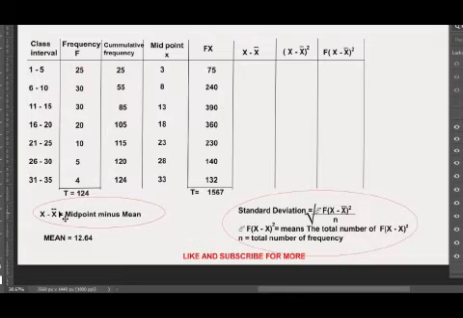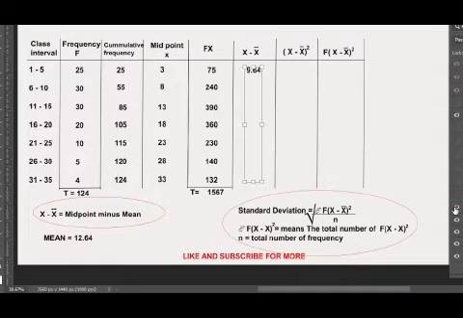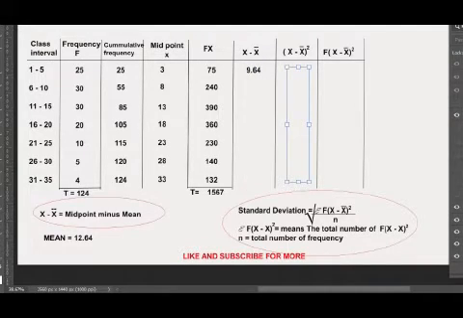So x minus x bar is equal to midpoint minus mean. If you can see it down here, I circled it. Midpoint minus mean is equal to x minus x bar. What does this mean? Take the first class. The first class midpoint is 3. 3 minus 12.64 is supposed to give us 9.64. You can see it's being displayed on the screen. 9.64.